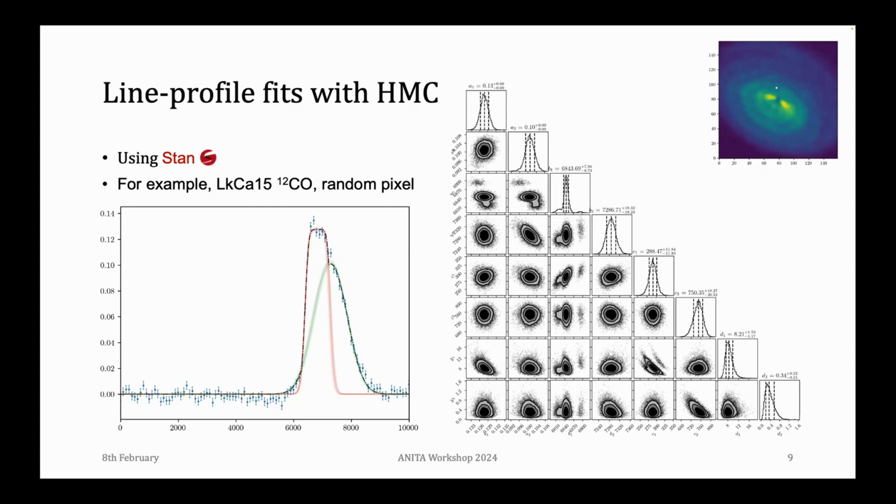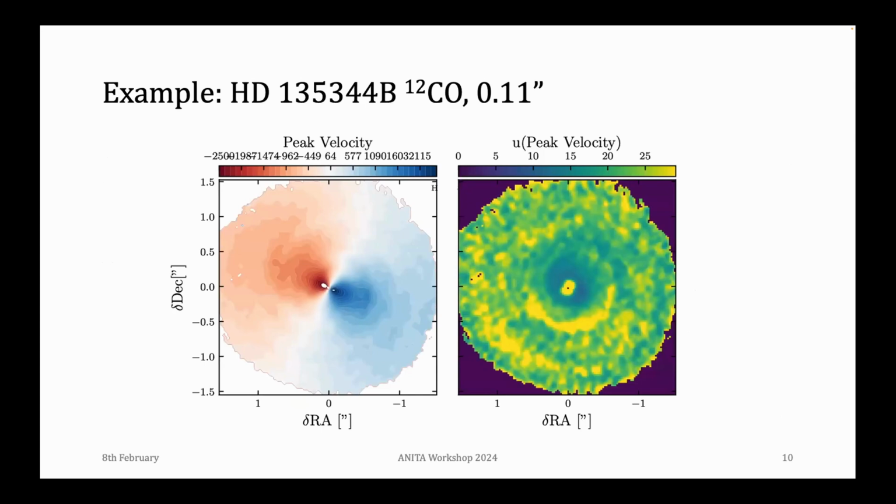So you don't have to choose a very good initial guess, which is very good, because first I tried this with just affine invariant MCMC, and it's a mess. It doesn't work. So now that you've fit a line profile for every single pixel, the uncertainty that you get on the center of the peak is the uncertainty in the velocity for that pixel.